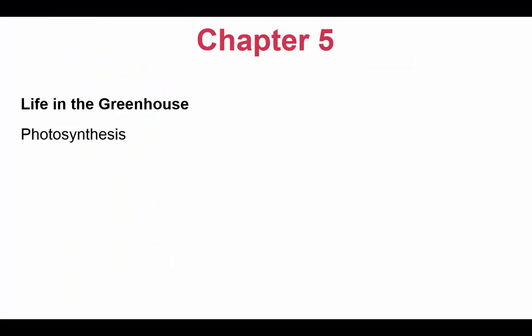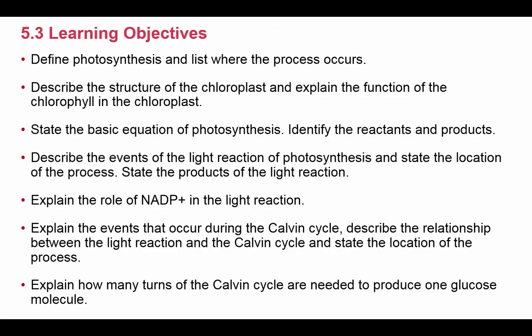Good morning. We're going to begin our study of photosynthesis in Chapter 5. And when we go through this, we're going to talk about the chloroplast, where photosynthesis begins and happens. And then we're going to learn the equation and talk about the different reactions, the light reaction and the Calvin cycle that occur during this process.